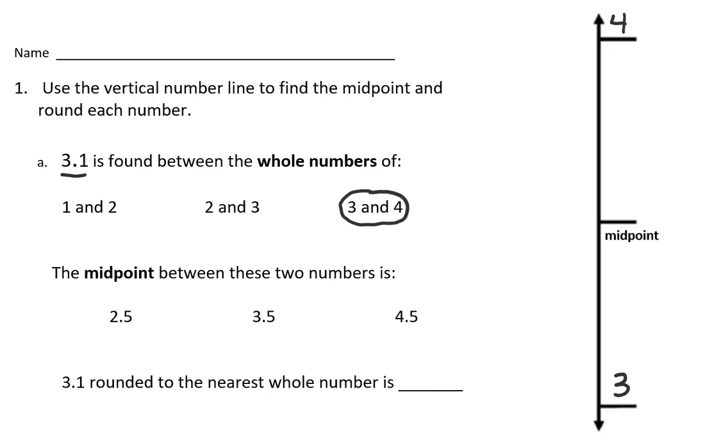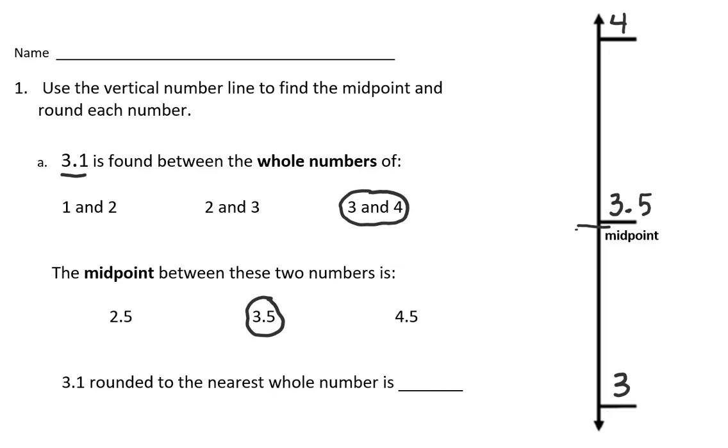The next part says the midpoint between these two numbers is, and my choices are 2 5/10, 3 5/10, or 4 5/10. Well, the midpoint is the halfway mark between 3 and 4, which would be 3 1/2, or another way to say that would be 3 5/10. So the midpoint would be 3 5/10. So I'll put that on the number line as well.